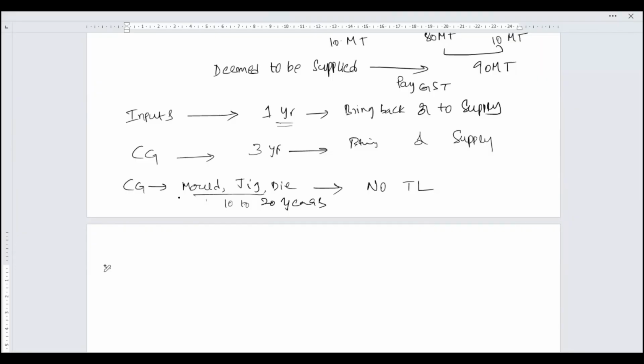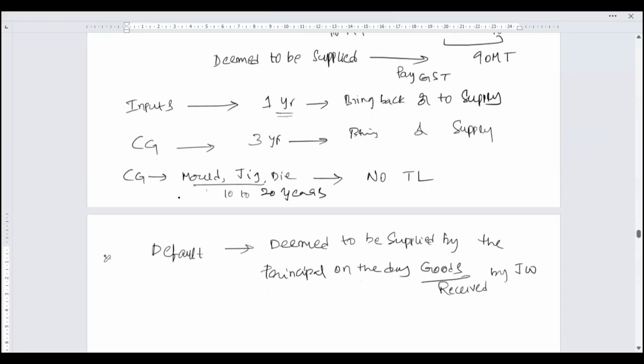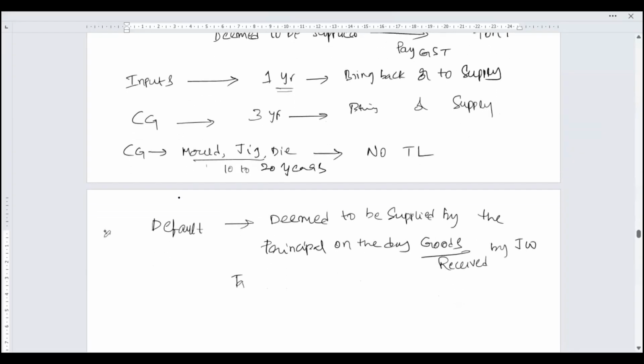If you don't supply, if I default, there is a deeming provision. Deemed to be supplied by the principal on the day goods are received. Goods are received by the job worker. The day goods went to the job worker premises, that is the day I deem that the goods have been supplied. The impact of this, the tax I have to pay along with interest.